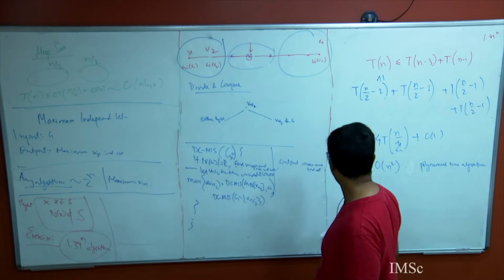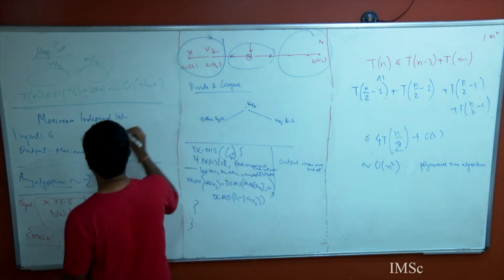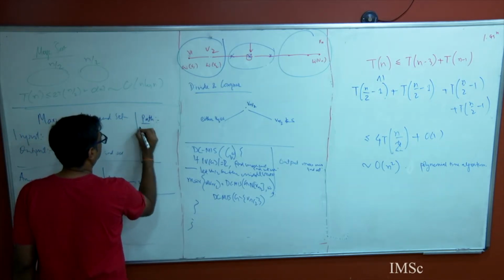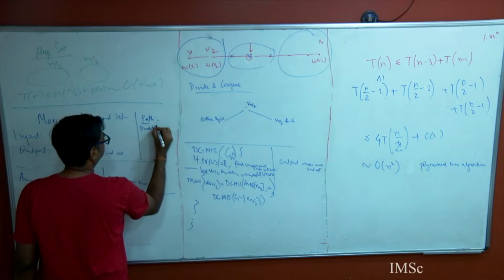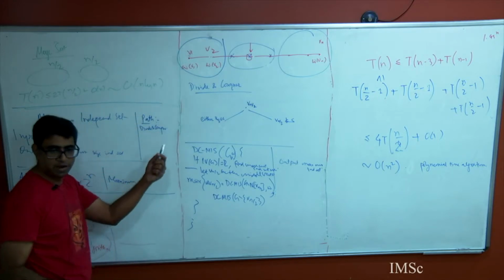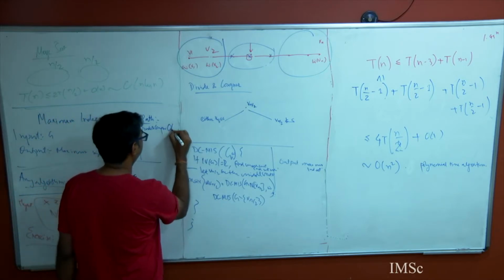So if I do divide and conquer, I could get an order n square polynomial time algorithm if my input graph G is a path. And I didn't have weights. Even then I could do divide and conquer. I mean, it's just simple, but even with weights I could do order n square time.